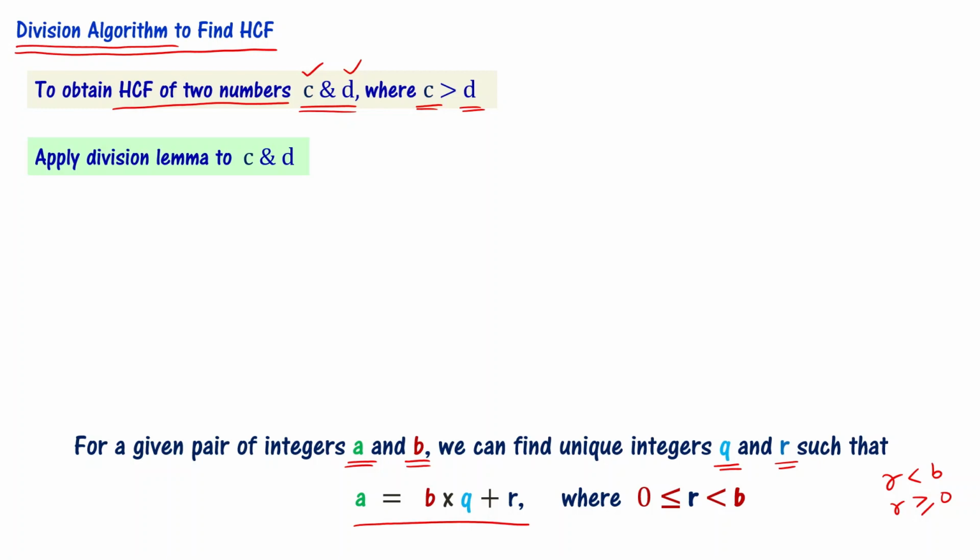Right? R is going to be between 0 and B, and sometimes it can be equal to 0 also. So, in this particular case, if I want to apply the division lemma, C is going to be my dividend and D is going to be my divisor. Why? Because D is the smaller number, so it becomes the divisor.